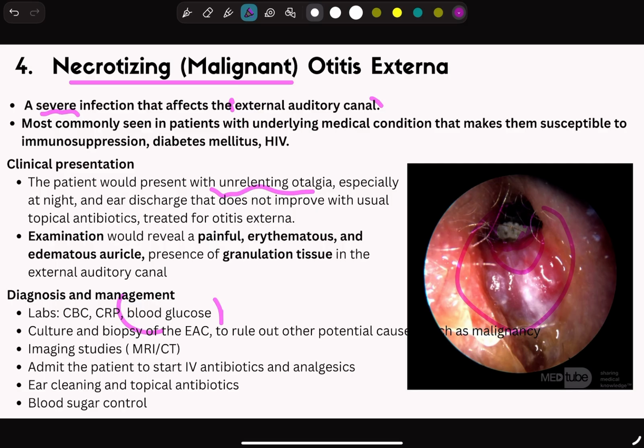Sometimes, or most of the time, we need to do imaging to assess the degree of infection. And this patient will actually require a very long period of antibiotics, and of course, blood sugar control. A very serious infection needs to be treated properly. The patient needs to be evaluated again and again to make sure there's no remnant or recurrence of the infection.